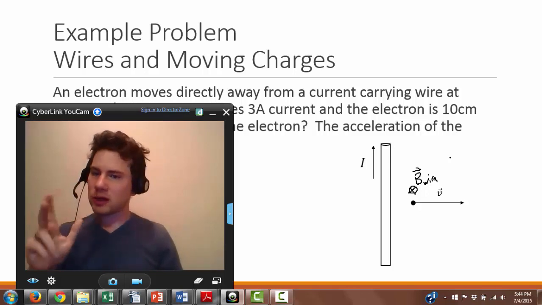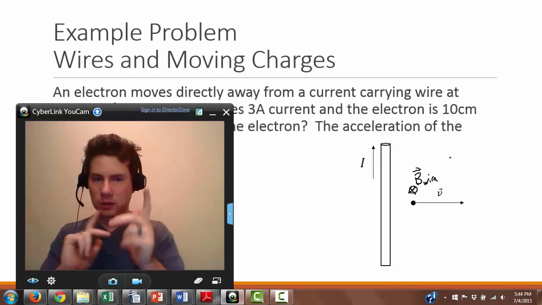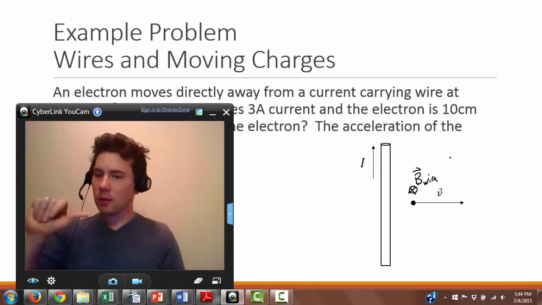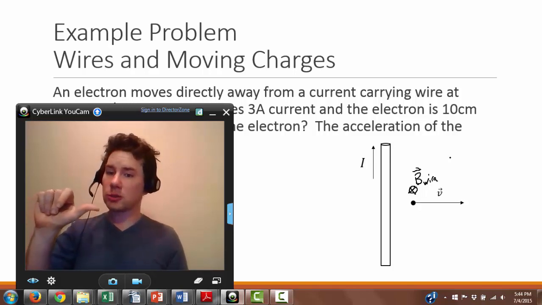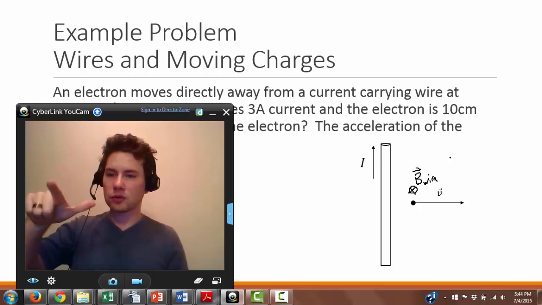So I'll use my left hand in this case. Be careful, you're very conscious about which hand you're using. Okay, so I need to point my thumb in the direction that the charge is moving, which is off to the right. I need to move my index finger in the direction of the magnetic field, which is into the page. Then my middle finger, excuse me, will point in the direction of the force on this negative charge. So it's going to be pushing it directly downward.